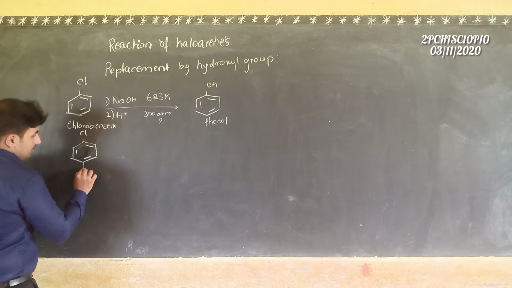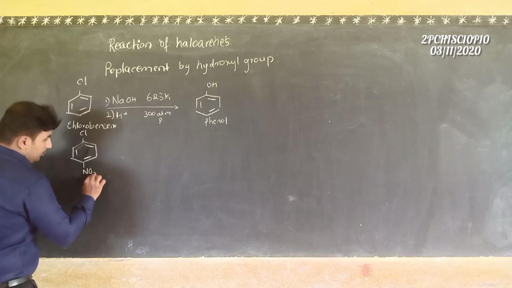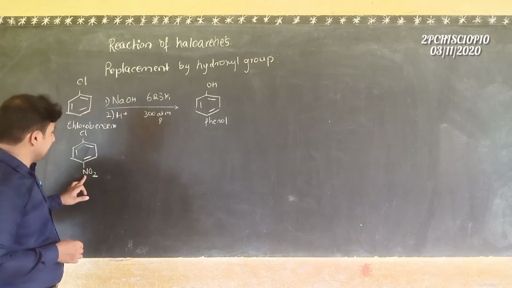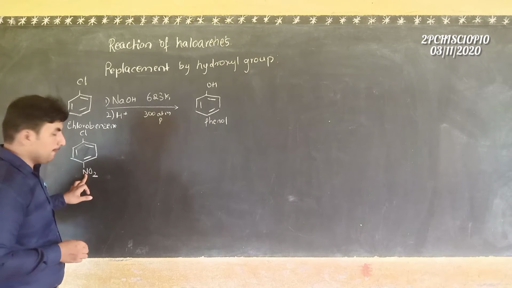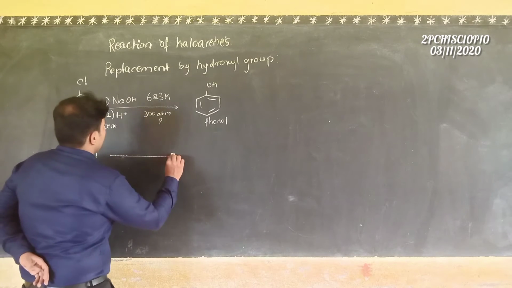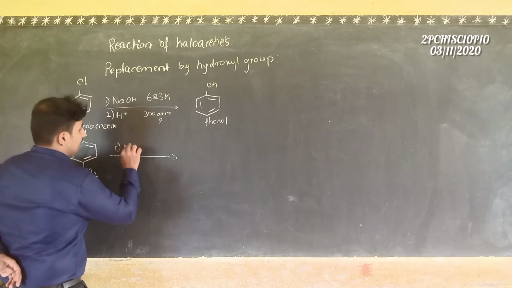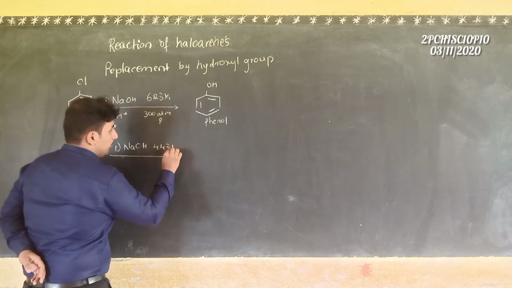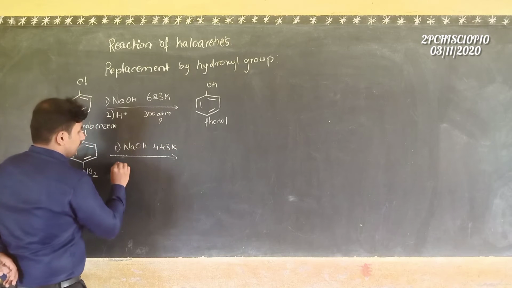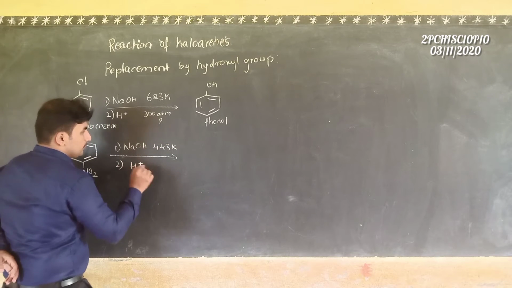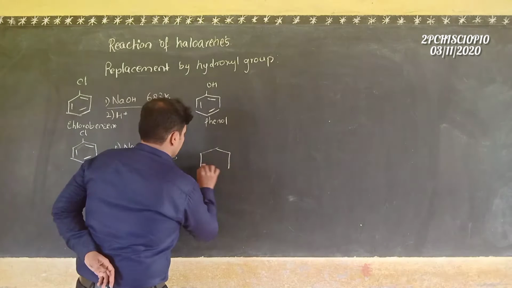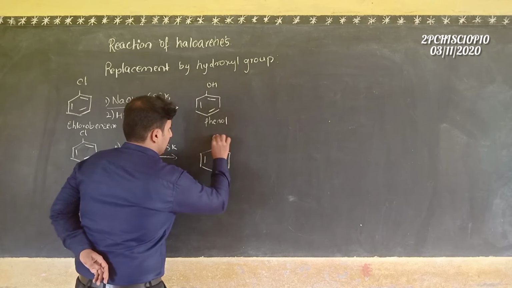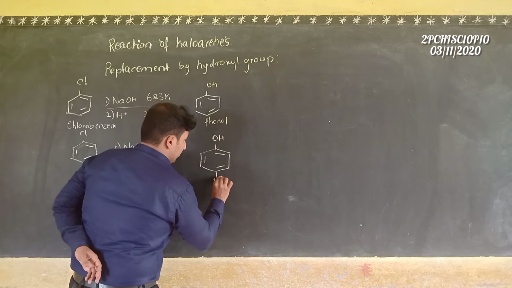First, the electron withdrawing group, NO2. NO2 is an electron withdrawing group, which is present at the para position. So, it is heated with NaOH at 443 Kelvin, which will give the product with the NO2 group.